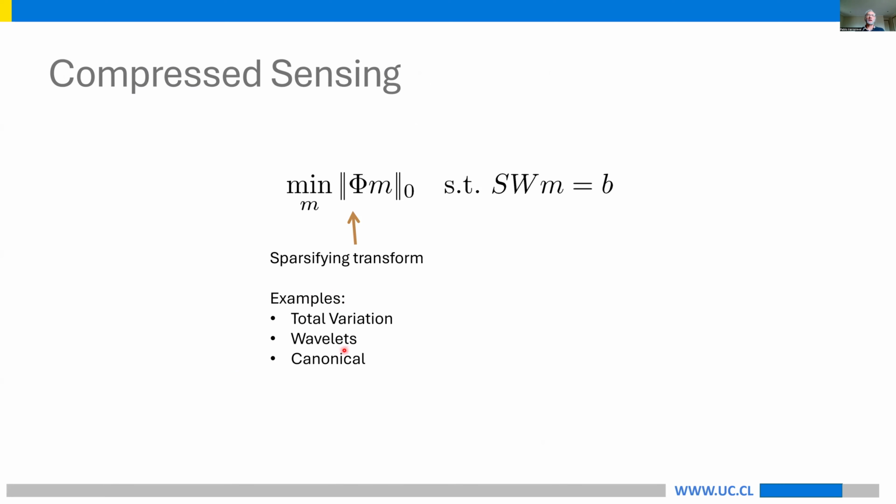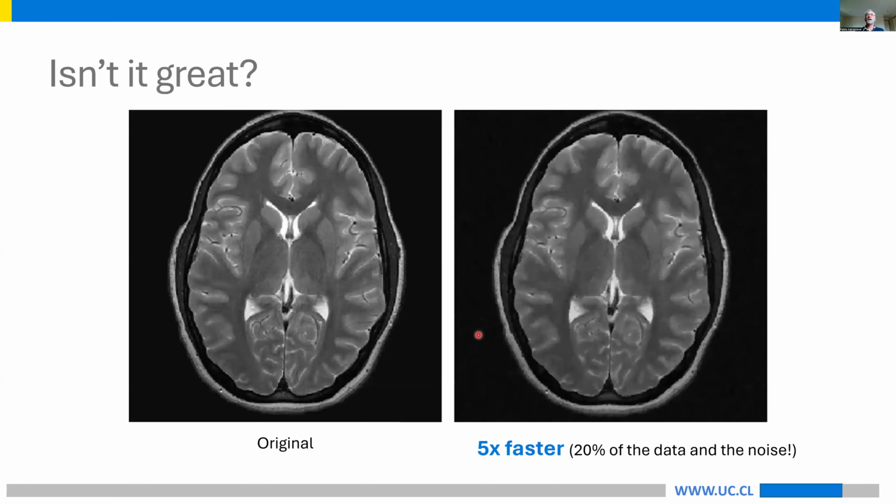And to do that, we can use total variation, wavelets, etc. Now here you have an example of an original image on the left and a compressed sensing reconstructed image with only 1/5 of the data, 20% of the data, and the noise. This image on the right has very little noise. I mean, not very little, but 20% of what it had in the original image. So that's a way of reducing it.